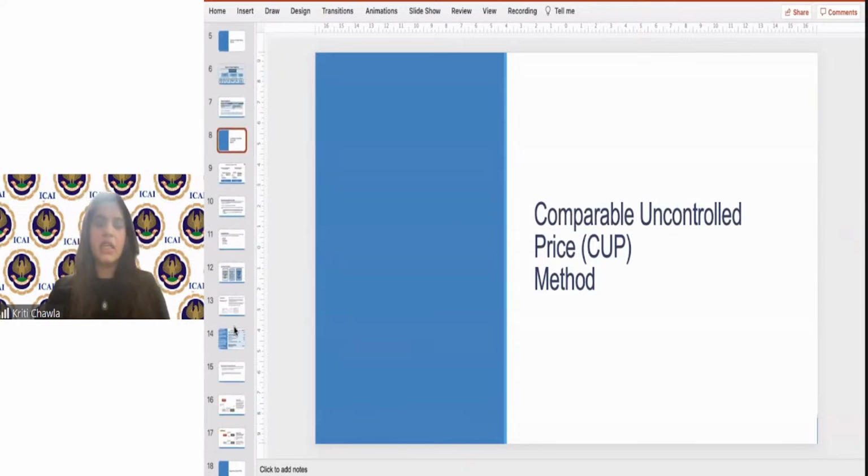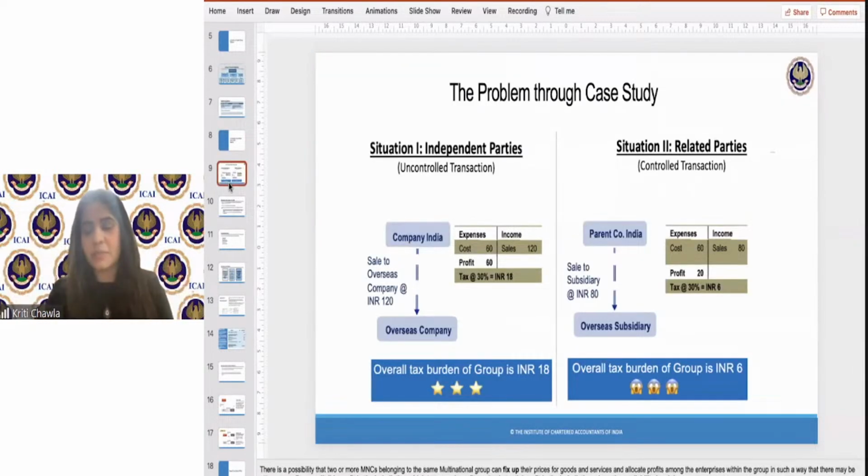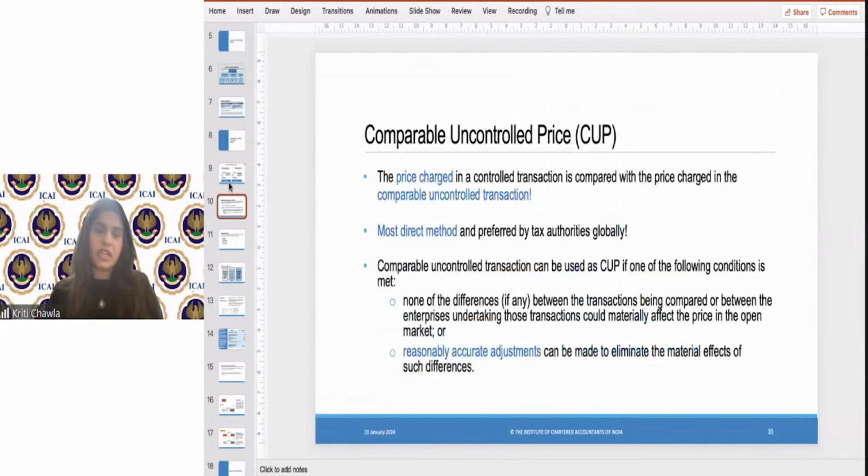Okay, great. So the first method is the comparable uncontrolled price method, which is also called the CUP method. Now, what we do in the CUP method, we'll come back to this particular slide. I've just put it for your reference. This is the CUP method. CUP method is very simple. It is called the most direct method. It is everyone's favorite method, and that is because it is very easy.